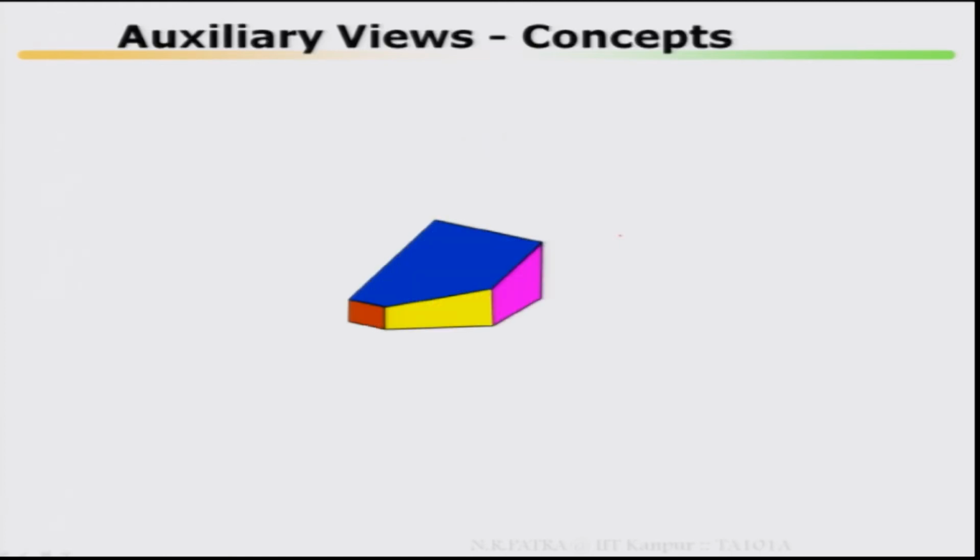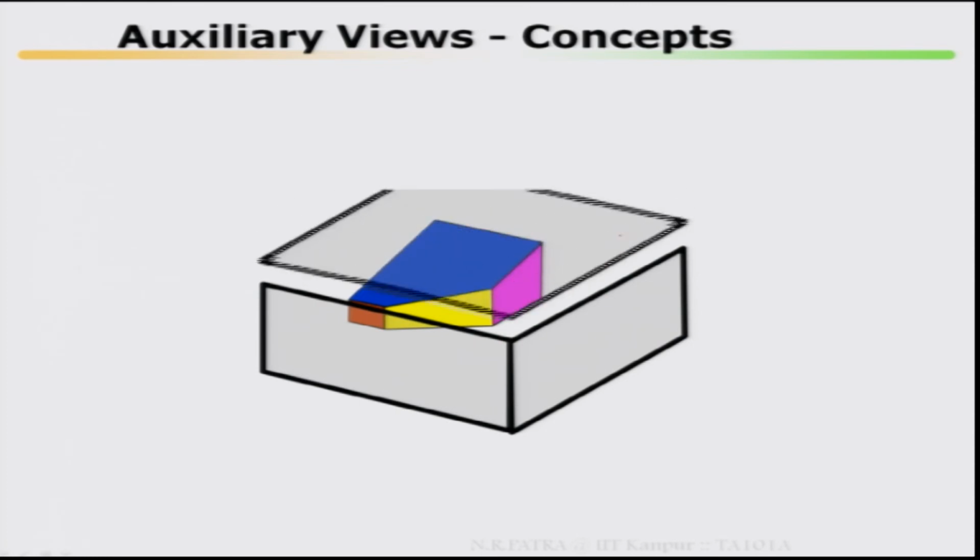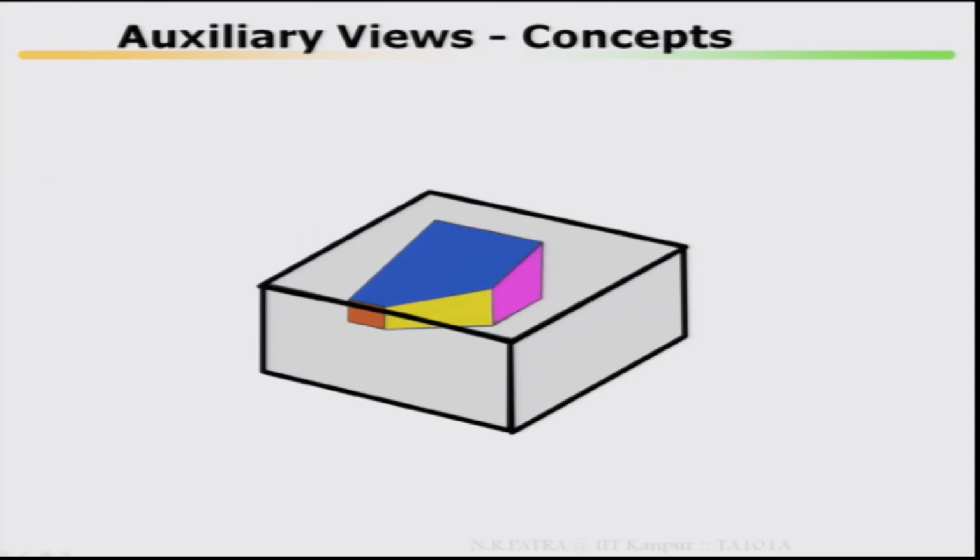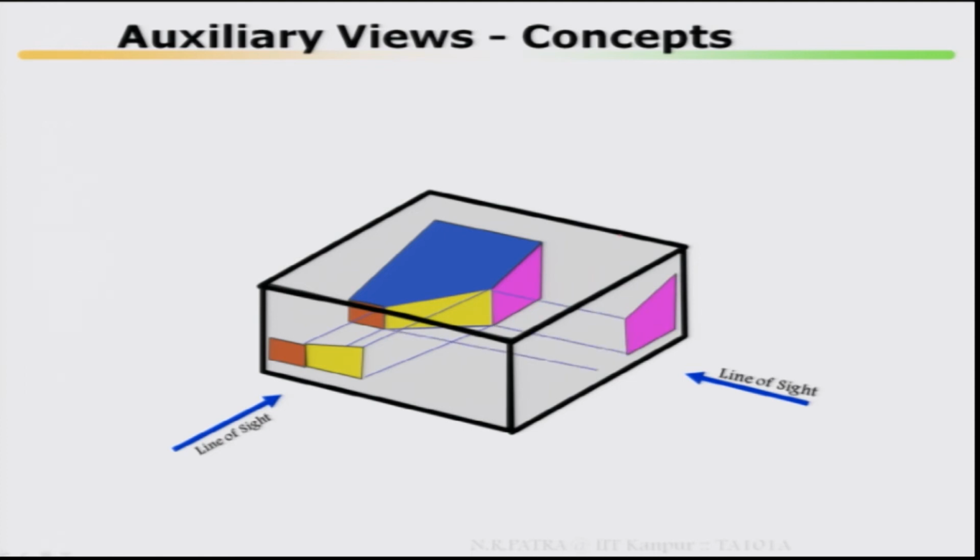Then you rotate it. Now, look at here, auxiliary view concepts. Earlier I showed the orthographic view concept, now it is the auxiliary view concept. Now, look at here, I put it in a cube. Now, this is your line of sight, and this is what is projected back.